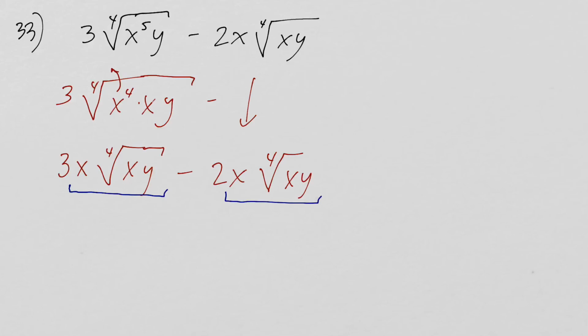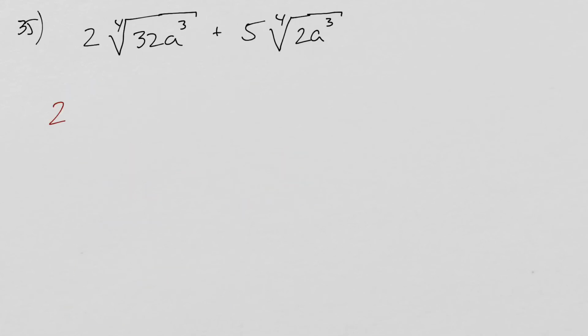3 minus 2 is 1. But again, you don't write the 1. You just write x times the 4th root of xy. Again, be careful to contain this 4 within the index of the radical so it doesn't become an x to the 4th times the square root of xy.